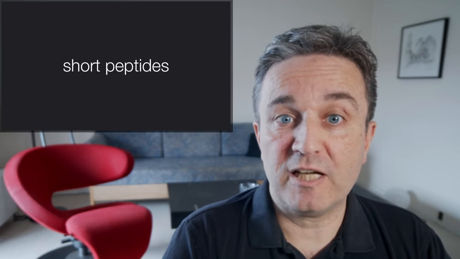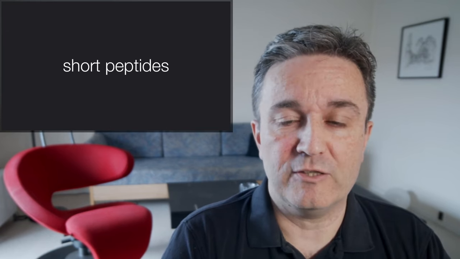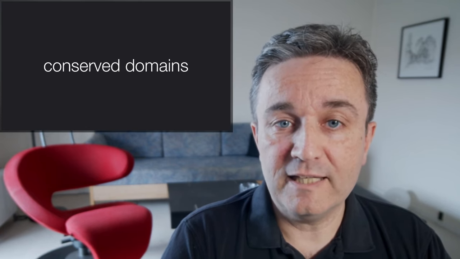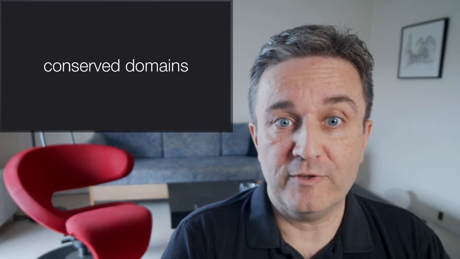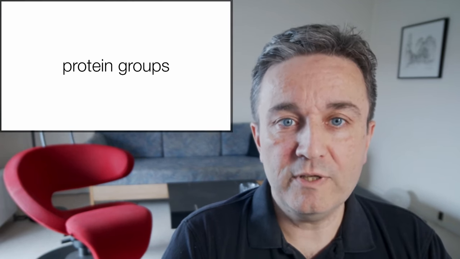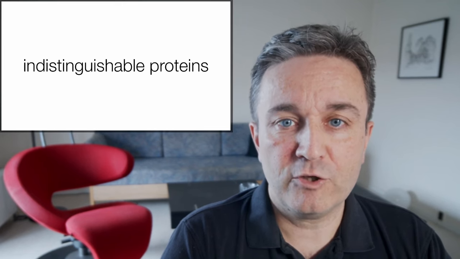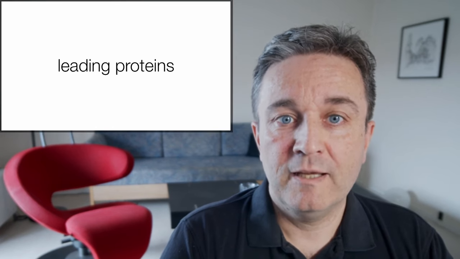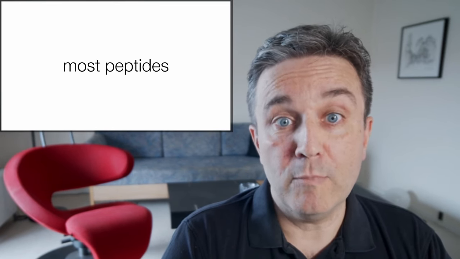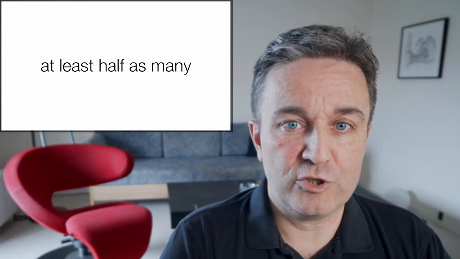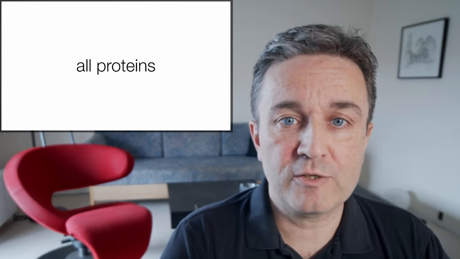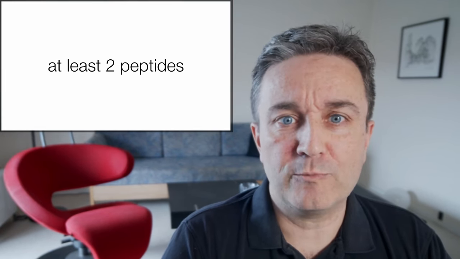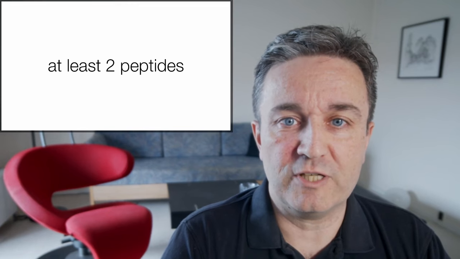This can either be because of the peptides being short and simply by random chance having the same sequence, but more often it's because of either close paralogs or conserved domains that lead to many different shared peptides because of them being similar in sequence. The way we deal with that in proteomics is that we create protein groups that contain the indistinguishable proteins. These proteins can have varying levels of evidence. You have the leading proteins, which are the ones supported by most peptides. You have the majority proteins, which are supported by at least half as many as the leading proteins. And finally, you have all proteins, typically the ones with at least two peptides, because if a protein is supported by only one peptide, you probably shouldn't trust it.